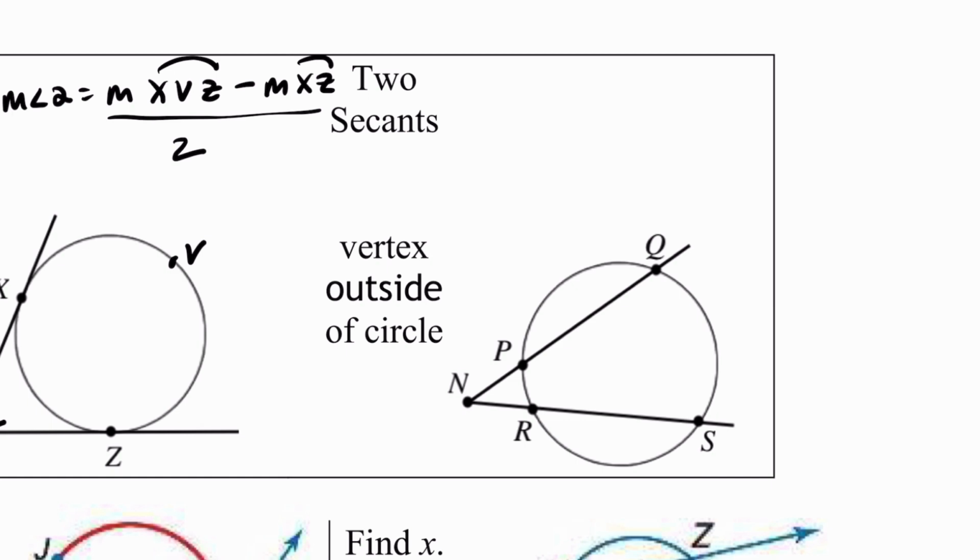So let's call this angle 3. So the measure of angle 3 is equal to big arc, so measure arc QS, minus the smaller arc, measure arc PR, all over 2. Okay.